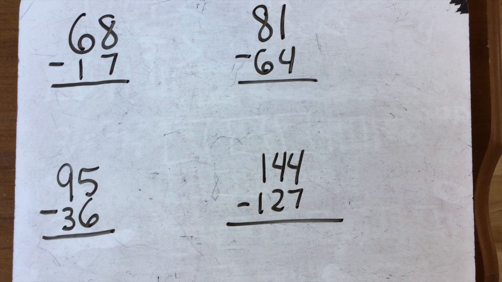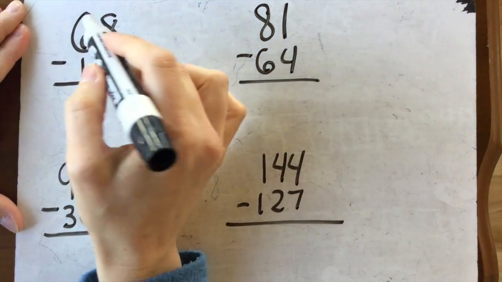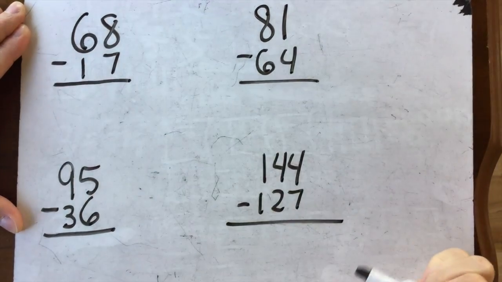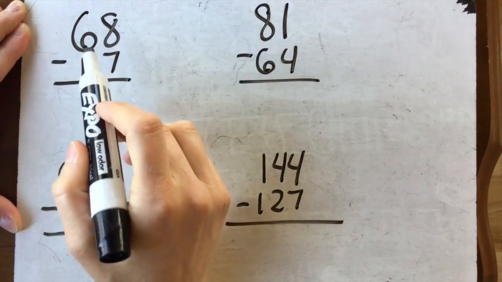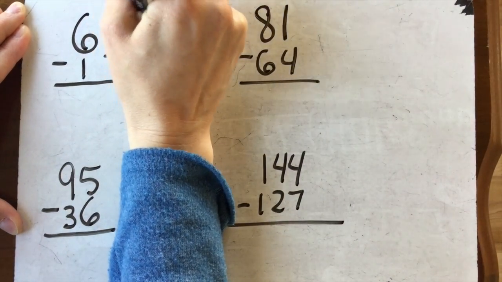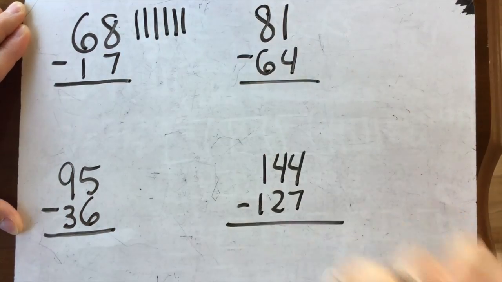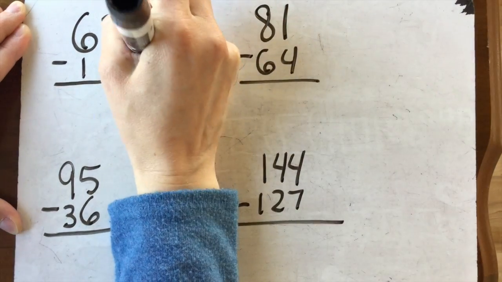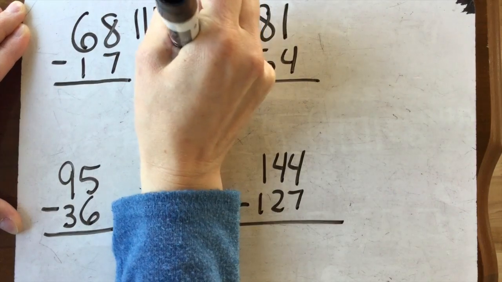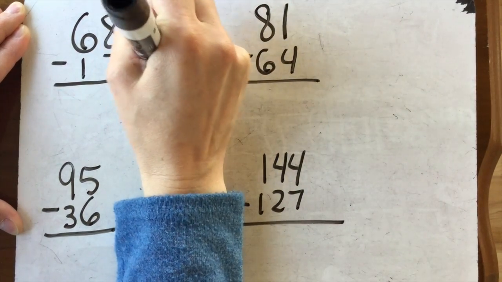All right, so 68 minus 17. We are going to draw the first number in base 10 blocks. So 68 has 6 tens, 1, 2, 3, 4, 5, 6, and 8 ones, 1, 2, 3, 4, 5, 6, 7, 8.